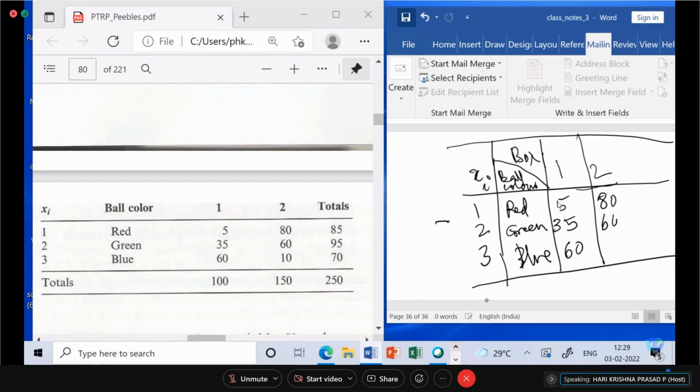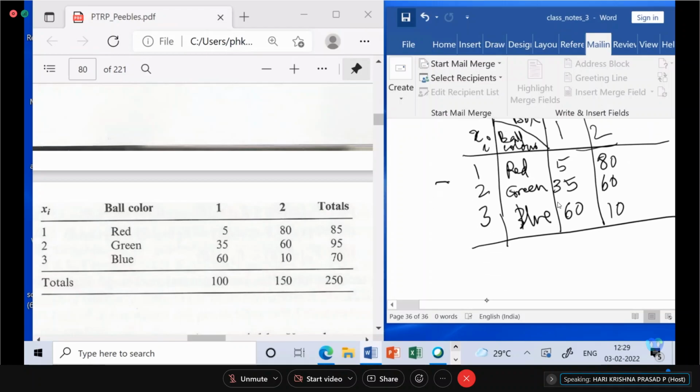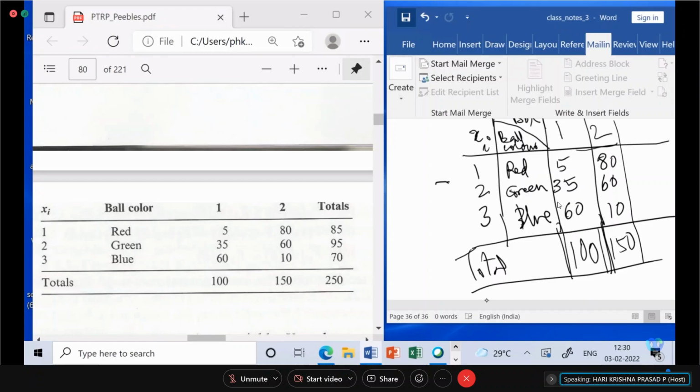Okay, 80, 60, 10. Just you take sum of all the numericals. So when you consider the column labeled 1, when I add up all the numericals in that column, 5 plus 35 plus 60, total number of balls in box 1 I will get. Similarly, in column 2, when I sum up all the numericals, I get 150. That is total number of balls in box 2. Okay. Is it okay? Fine.